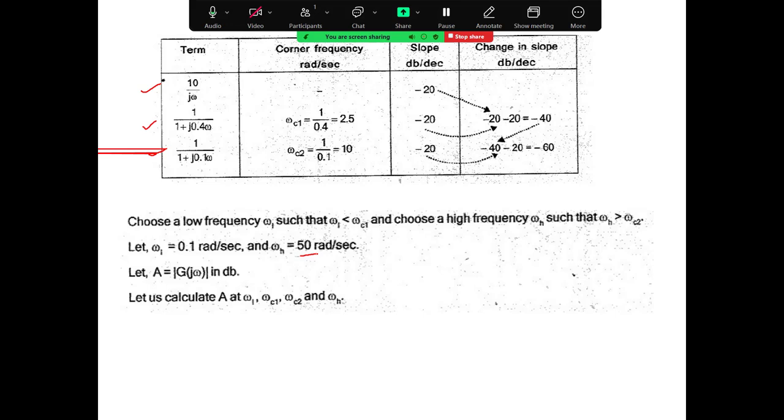Is it necessary to take 50 radians? It is not necessary. You can take any value that is more than 10, so either 20, 30, 40, 50 like that. How much value will be required, we will see in the graph.